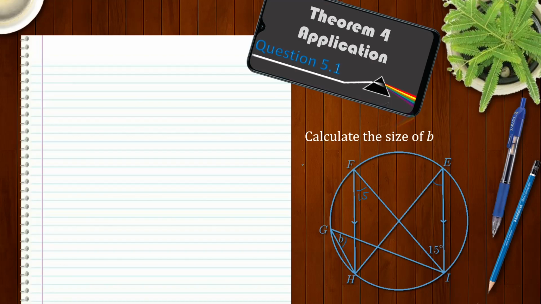So I'm going to start off and say that HFI is equal to 15 degrees, whereas we've got alternate angles and FH is parallel to EI. And then we can say that B is equal to 15 degrees because they are angles in the same segment.